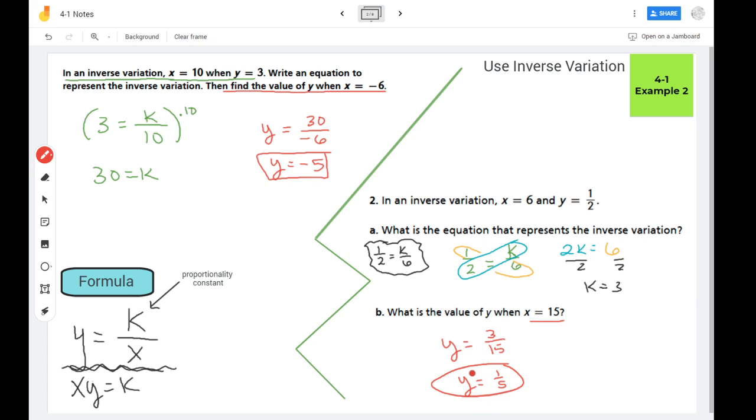So there we have it. That's how we write an equation using inverse variation and then use it in order to find additional points of value.